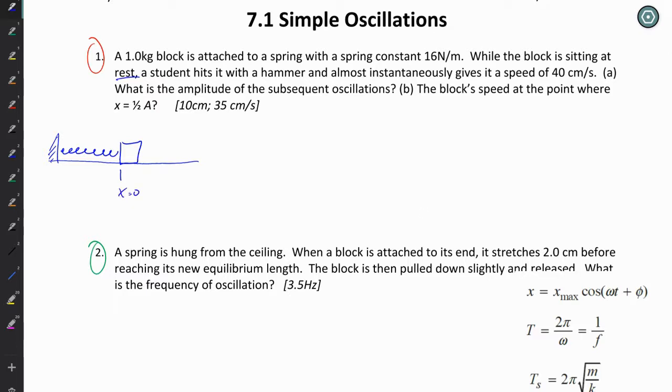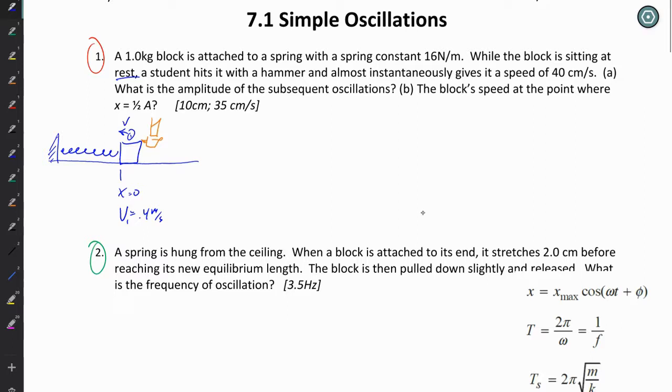And then it gets hit with a hammer, and it's given a speed of 40 centimeters per second. So let's say the hammer comes in like this, gives it a good whack, and instantly it's moving with some velocity in that direction. So its velocity, at point 1, is 0.4 meters per second. And we need to know a few things about this. Right off the bat, we can say that its energy at position 0 is exclusively kinetic because the spring is not compressed or stretched.